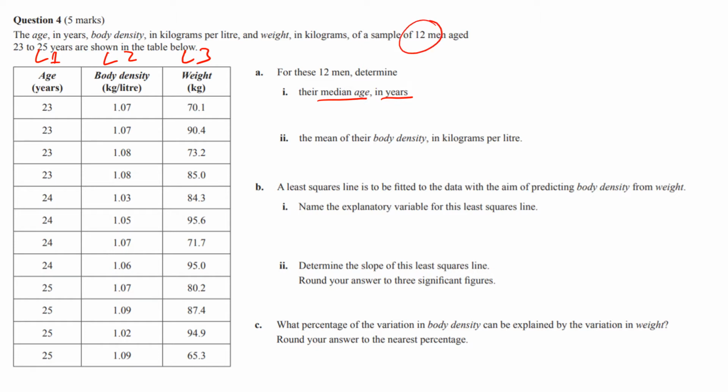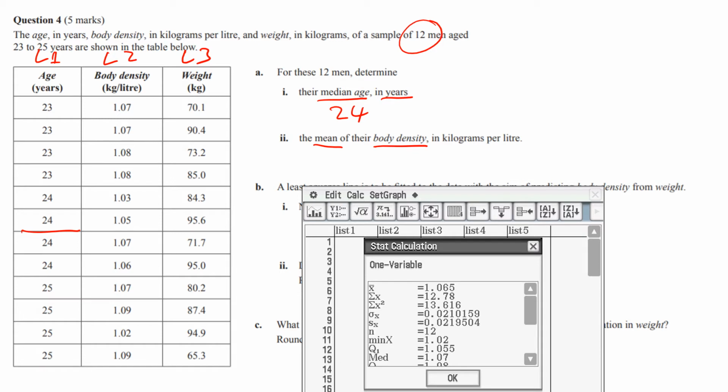There are 12 data points, they always tell you, and you can easily see, look halfway. Looks like there's 24 either side, so it's 24. And then it wants the mean of body density. That's my list 2. So I went to the calculator and said calc one variable, and there's my x bar, which is the mean, 1.065. Didn't ask you to round, so don't round.